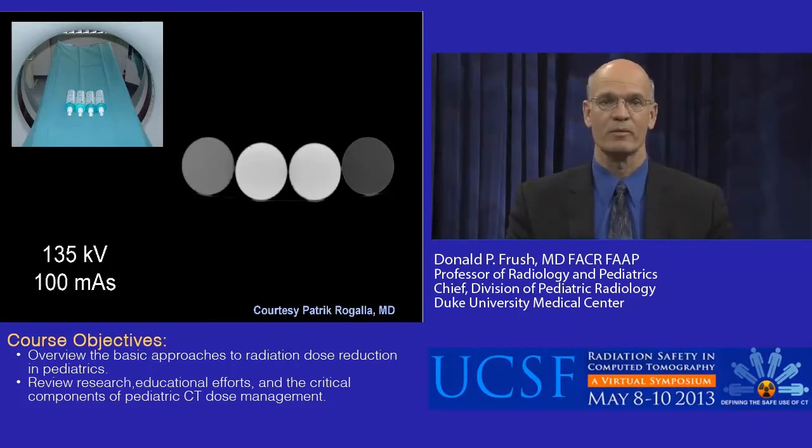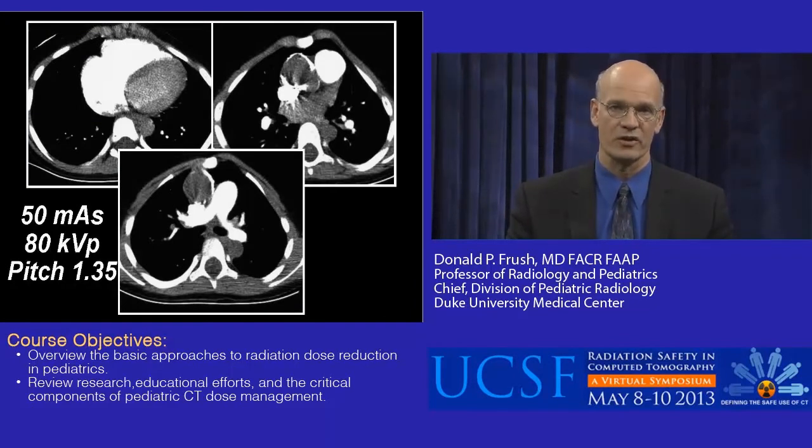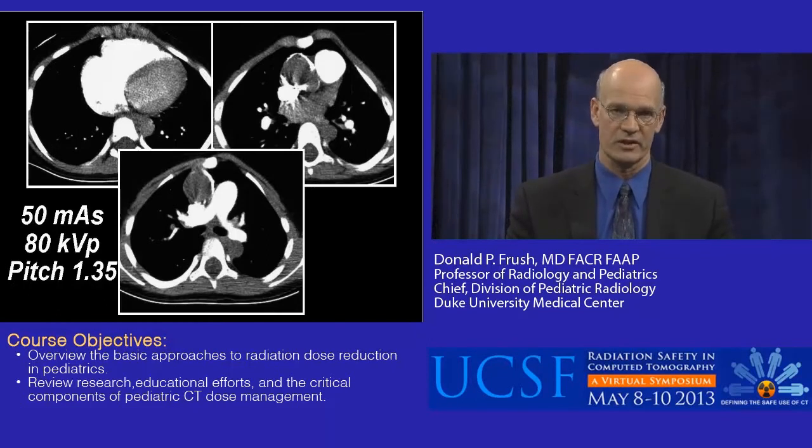So here's an example of a CT angiogram targeting the pulmonary arteries. This child had had an aortic arch reconstruction. We were looking at the pulmonary arteries, really nicely depicted here. Good image quality, 50 mAs, relatively low, at 80 kVp and a pitch. This is less than a normal chest CT in this age would be. We were specifically trying to decrease the dose to optimize the contrast enhancement.